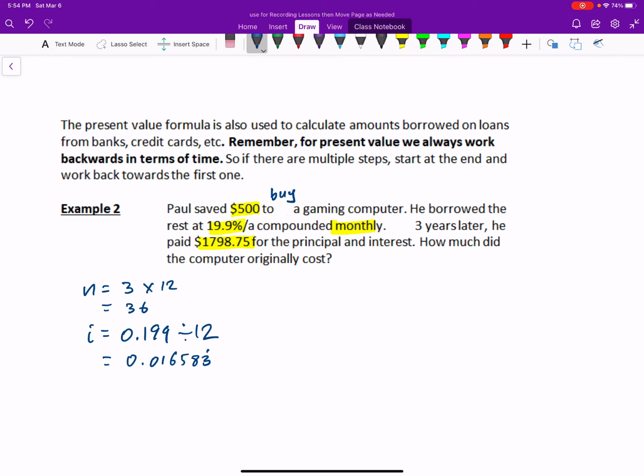All right, so P equals 1798.75 times 1.016583 repeating to the negative 36.